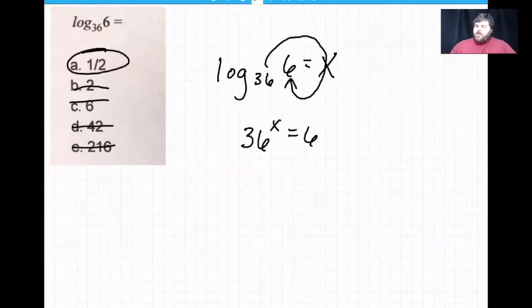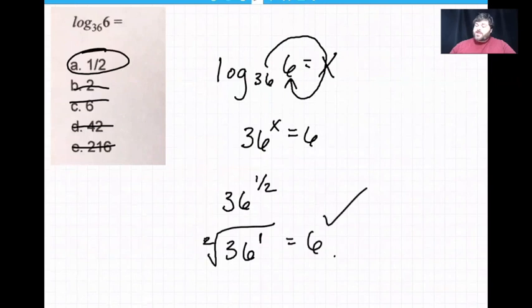And what does 1/2 mean, right? Power over the root means 36 to the first power over the second root, which of course does equal 6. The square root of 36 equals 6.